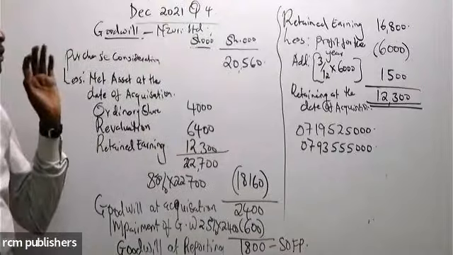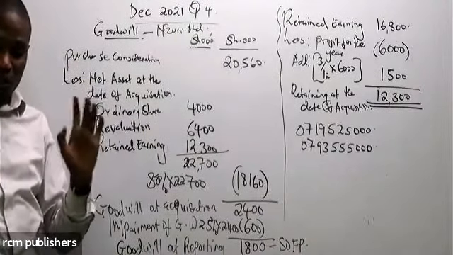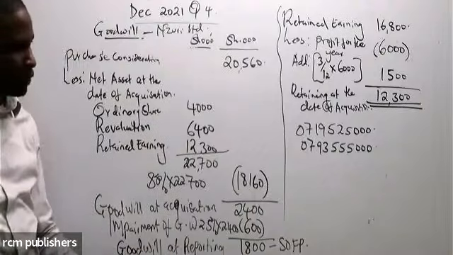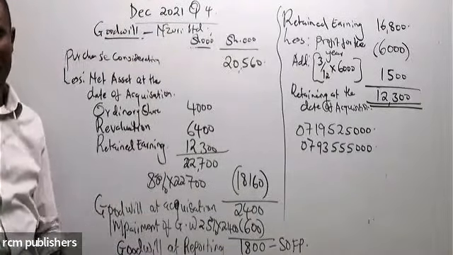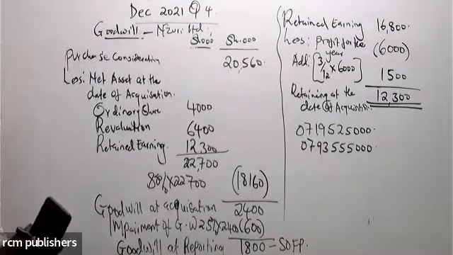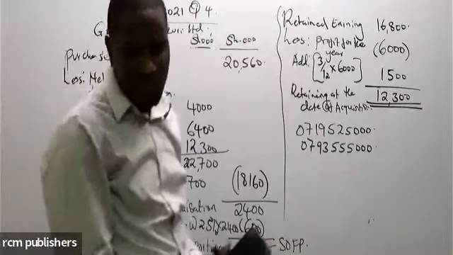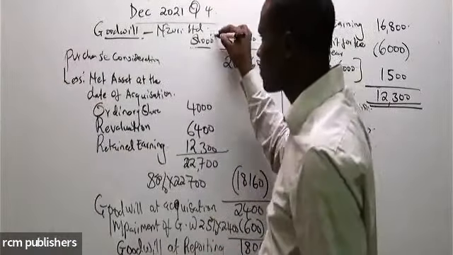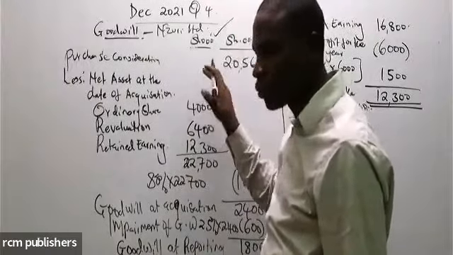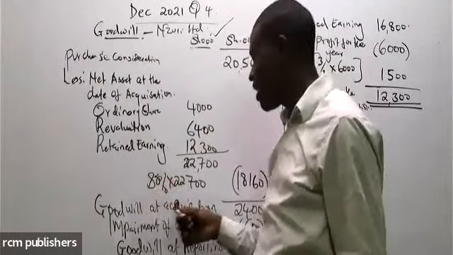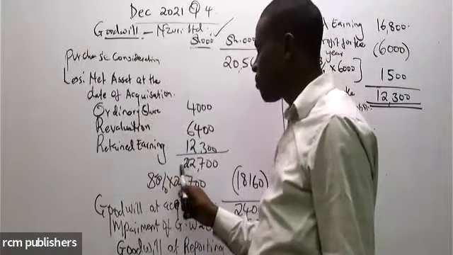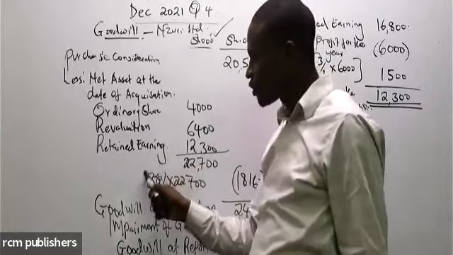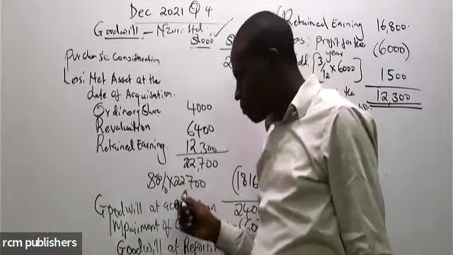Imagine, we have come to solve almost half of it. So our objective today was to know how we compute goodwill using the partial goodwill method. Remember, always remember that when you're using the partial goodwill method, you must take a portion of what was acquired by the parent company.